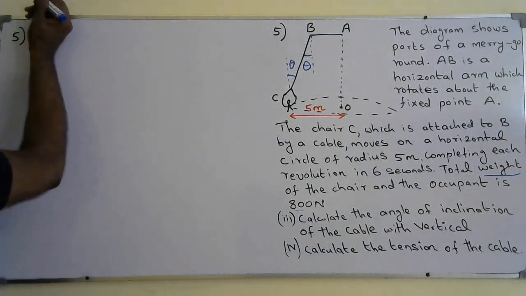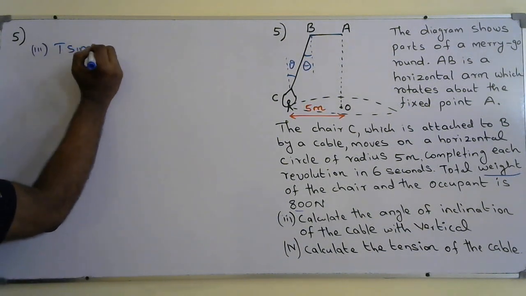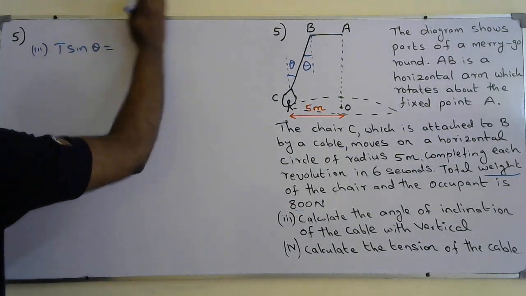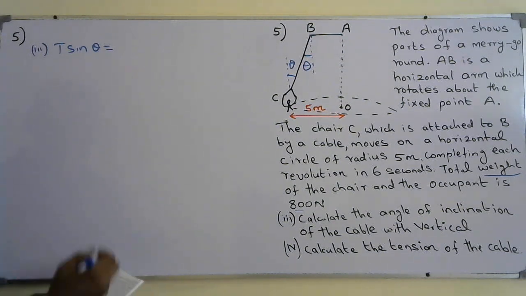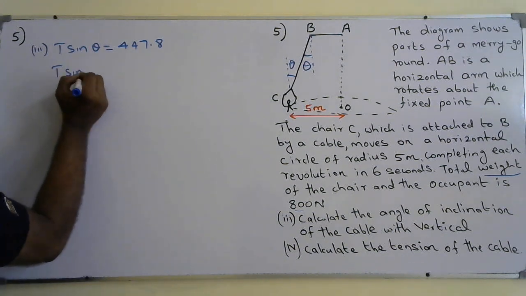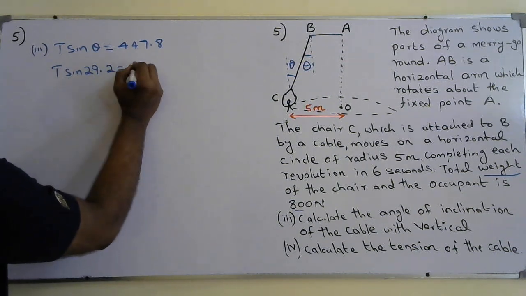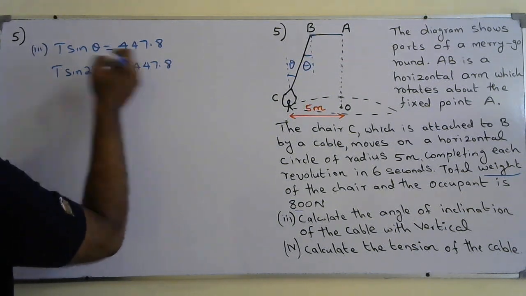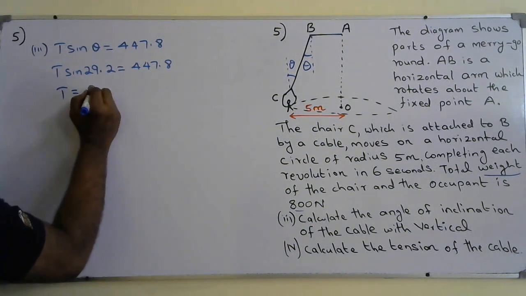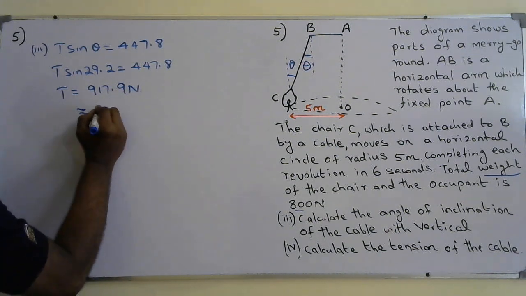Okay, so for the fourth part, I'll substitute in the equation T sin theta equals the centripetal force, which we found as 447.8 Newton. So that is T sin 29.2, which we found in the third part, equals 447.8. That's the second equation, right? So find the T, that's the tension. So that will be equal to 917.9 Newton, or 918 Newton.